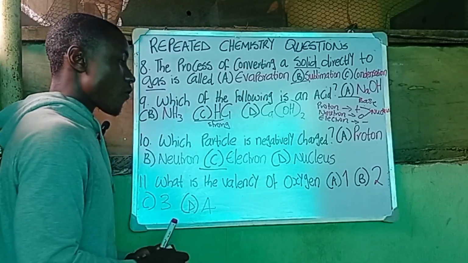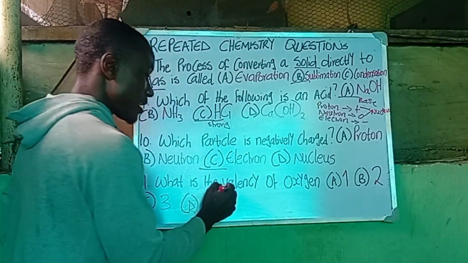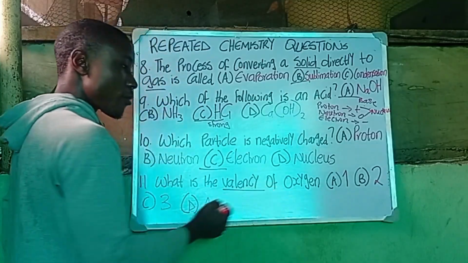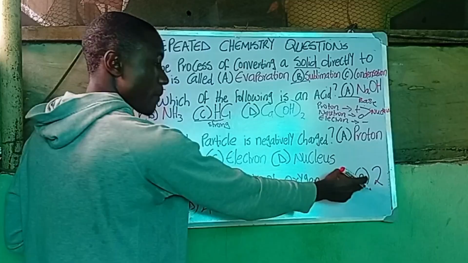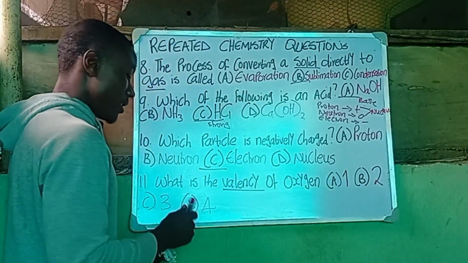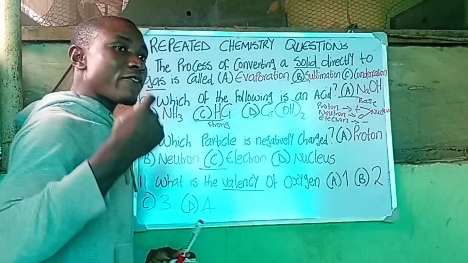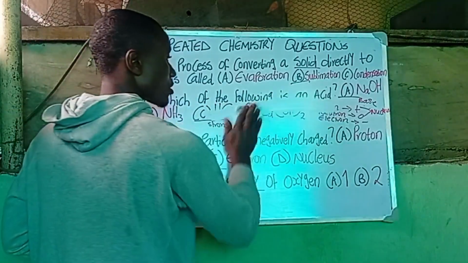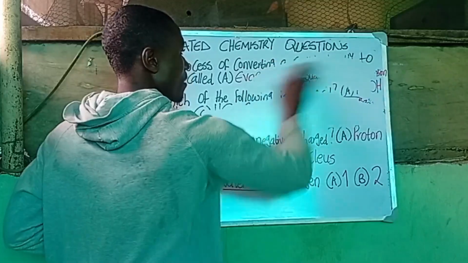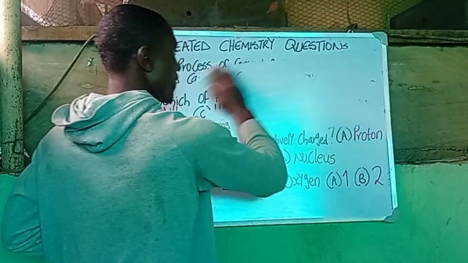What is the valency of oxygen? First of all, let's underline the word valency. We have A, 1, B, 2, C, 3, and D, 4. Valency is derived from what is known as the valence electrons. When we say valency, it is derived from the concept of a valence electron.